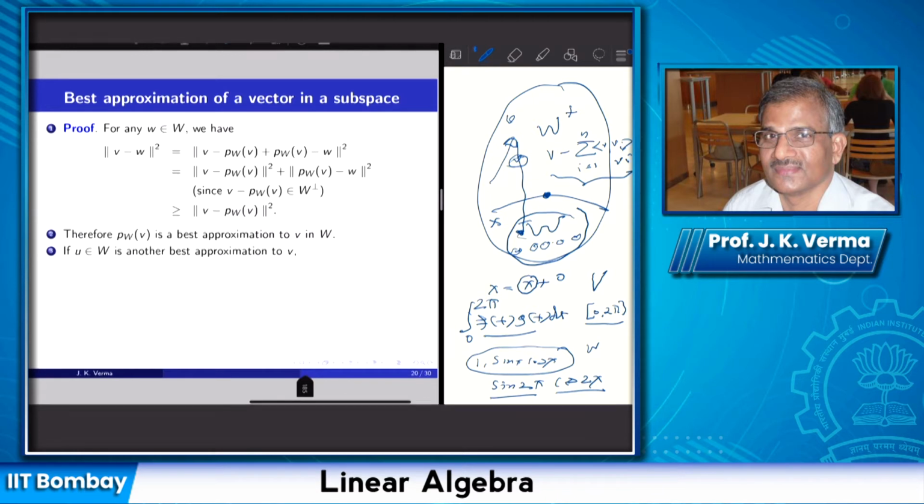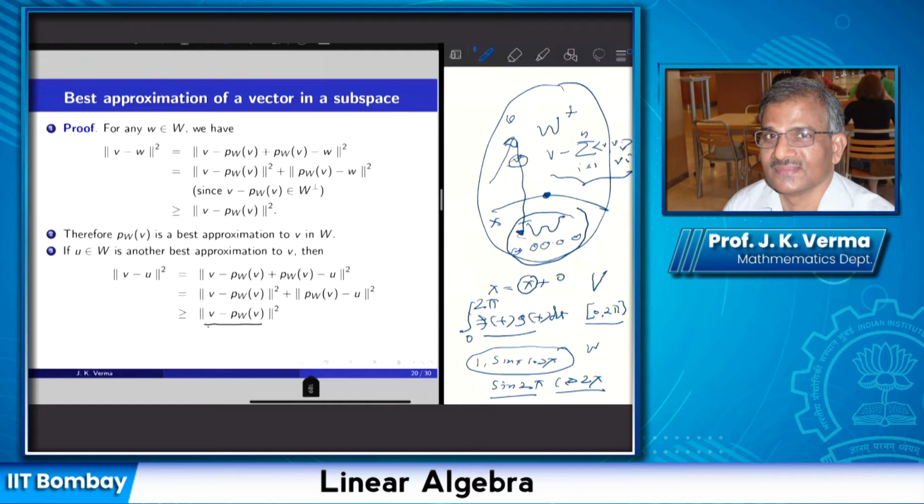Suppose I have another best approximation, then I'll show that u has to be equal to the projection of v in w. So u is any other best approximation. That means the square of the norm of v minus u. I add and subtract the projection, and then by Pythagoras theorem it is equal to this. This is bigger or equal to the norm square of v minus the projection of v inside w, right?